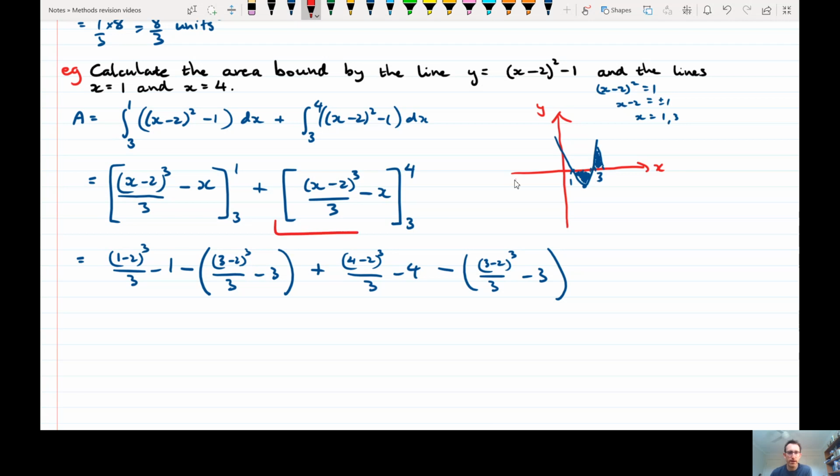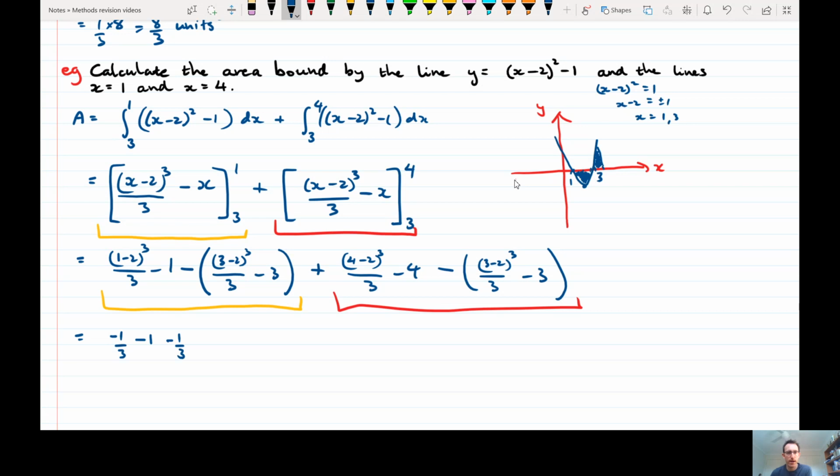So remembering, of course, this half corresponds to all this, and this half corresponds to all of this. And it's a matter of simplifying it all. So 1 minus 2 cubed is negative 1 over 3. Take 1. 3 minus 2 is 1. 1 cubed is 1 over 3 again, with a minus at the front is minus 1/3. Negative of negative 3 is positive 3. 4 minus 2 is 2, so 2 cubed is 8. Minus 4. Again, 1 cubed over 3, a minus, it's minus 1 cubed. 2 negatives make a positive 3, and we finish it off.